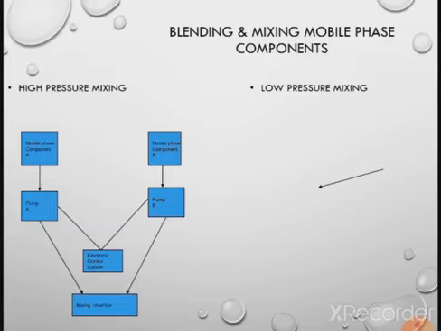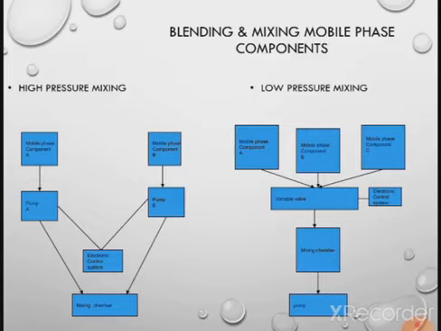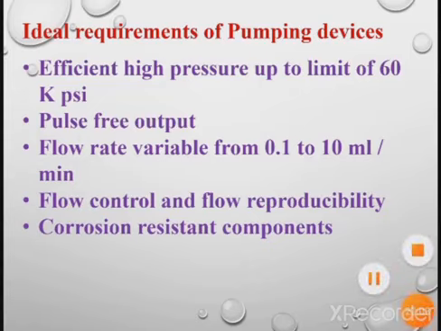As we see in the diagram, the low pressure mixing has mobile phase component A, mobile phase component B, and mobile phase component C. These three components are pre-mixed by using specially operated valves, and then they are mixed with the fixed or particular component in the mixing chamber, and then they are provided to the pump.